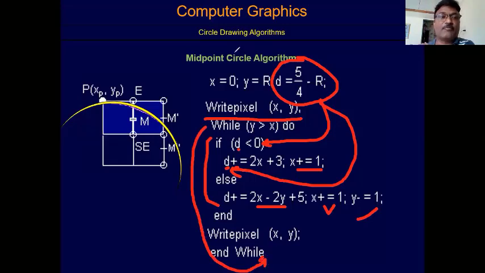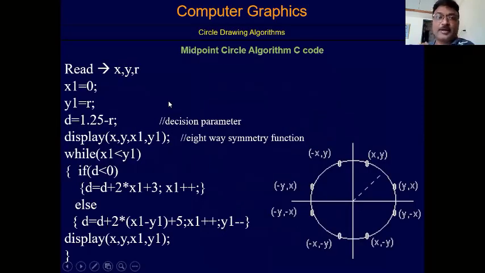Now suppose we write the program way. Again I write this same algorithm, and here I directly start by using 8-way symmetry. First of all you have to read your x, y and r. Then x = 0, y = r. Here I have considered x1, y1 for my 8-way symmetry. Now this is my decision parameter, d = 1.25 minus r, that I have just calculated. Pass both the values x, y and x1, y1 to your 8-way symmetry.